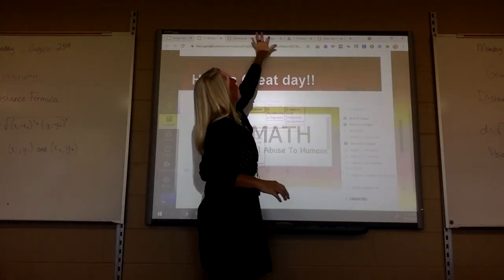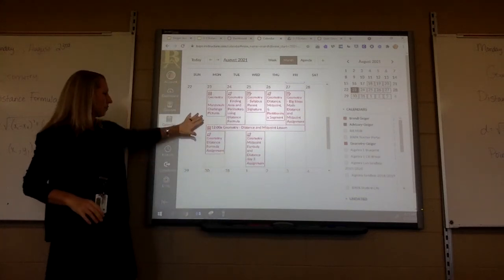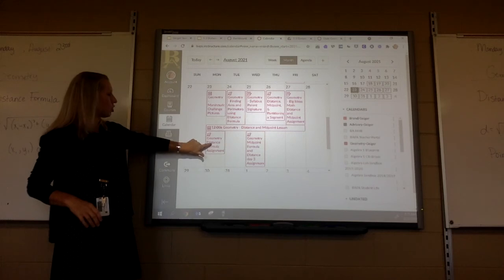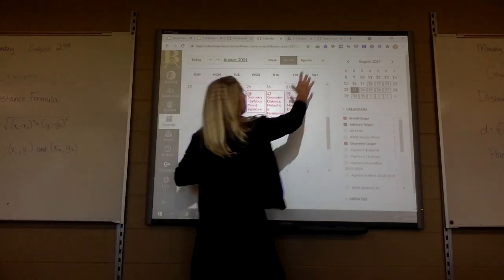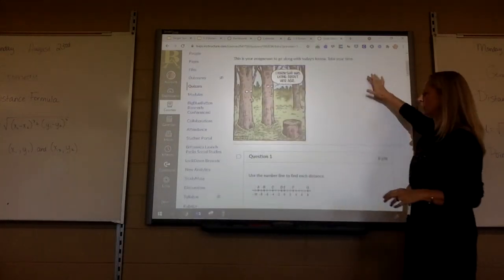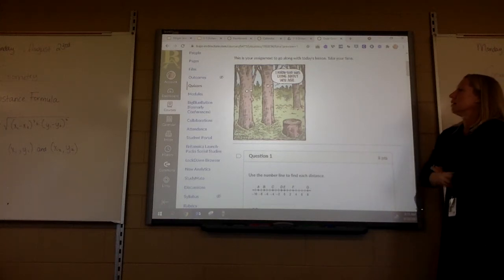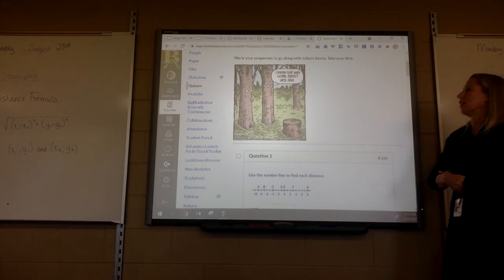Okay, so back to the calendar. If you click distance formula assignment, it should be unlocked now. It should be unlocked.